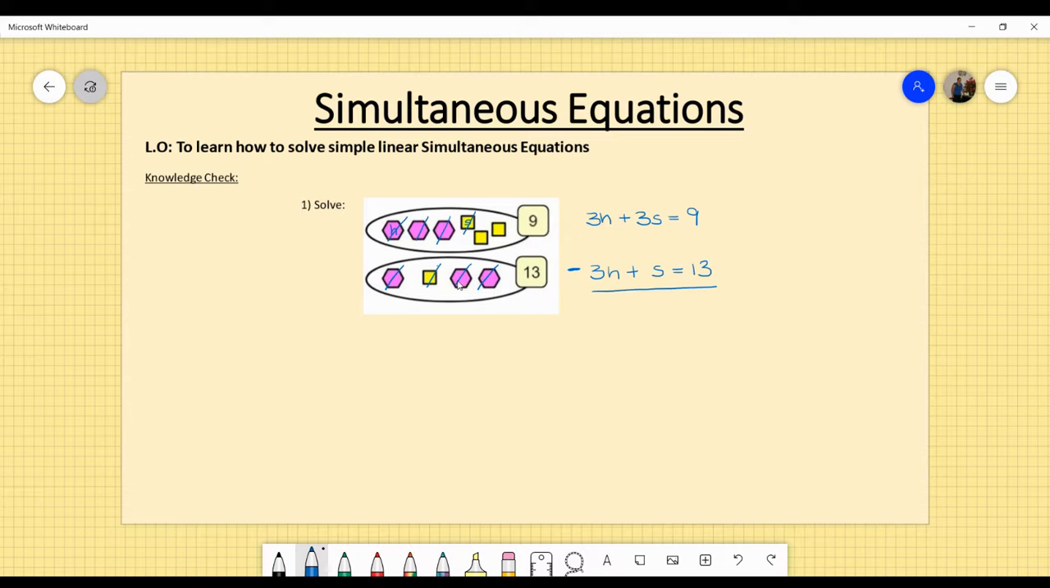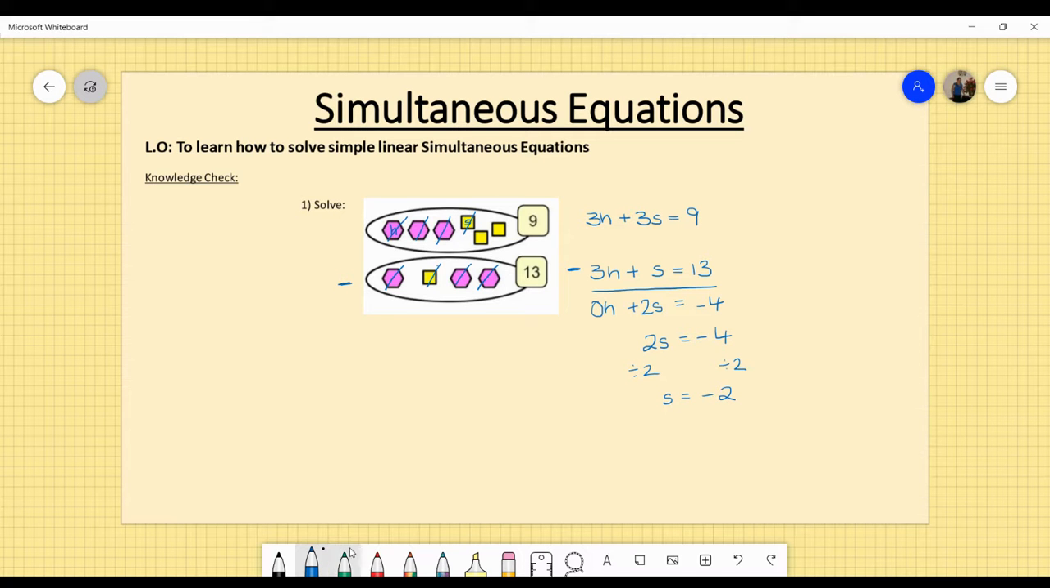So I had 3 hexagons and I've taken away the 3 hexagons, so I have no hexagons left. I had 3 squares and I've taken away the 1 square, so I've got 2 squares left. And I had 9 and I've taken away 13, so I've actually got -4. And if I simplify that, I know that my 2 squares are equal to -4, and then I can divide by 2 to work out that 1 square must be worth -2.